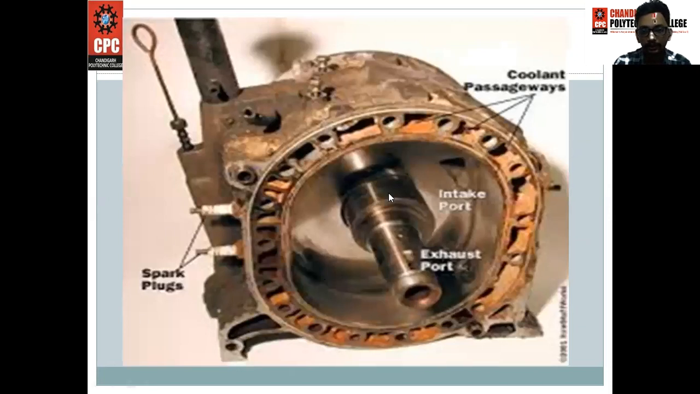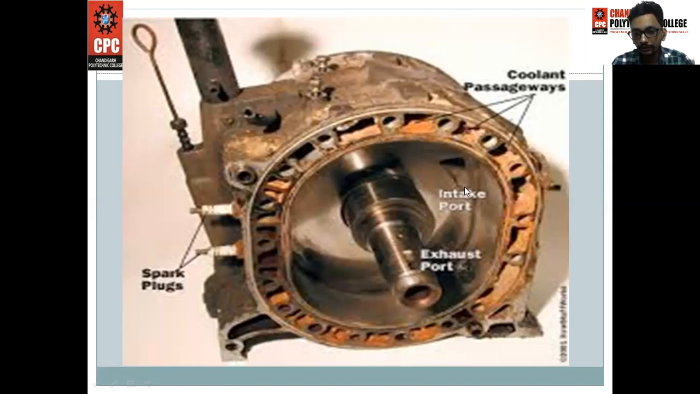and these are your eccentric lobes, which rotate the rotor eccentrically, and the three-sided rotor moves eccentrically, right? These are your spark plugs. These are the cooling paths, cooling passages, and the intake port.